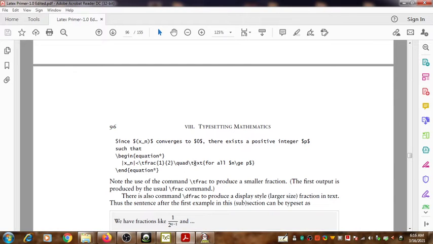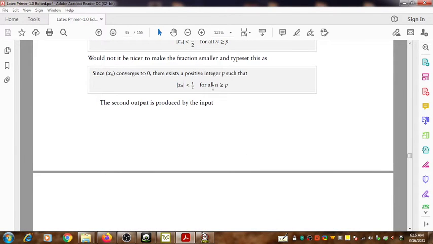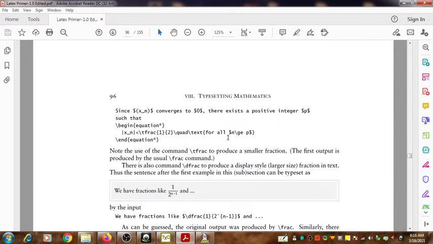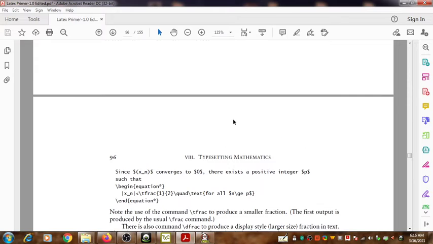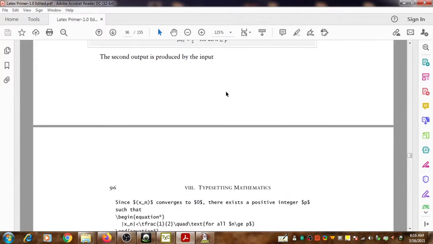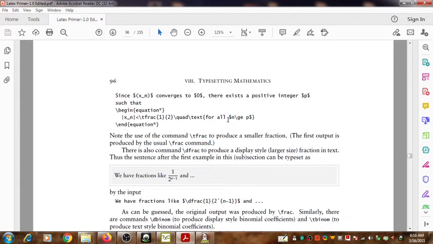Then next slash text, because this is ordinary text: for all, and the rest can be given inside that slash text command. But since we require n greater than or equal to p as a mathematical expression, you have to include that inside single dollar symbols, and then you can finish that mathematical environment.